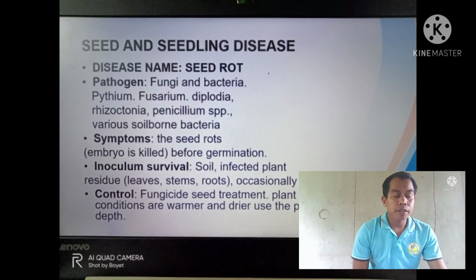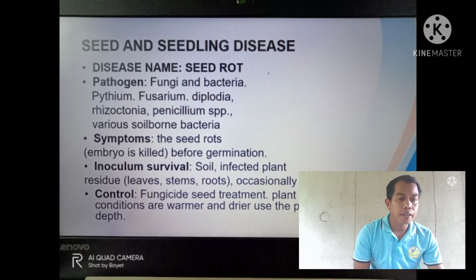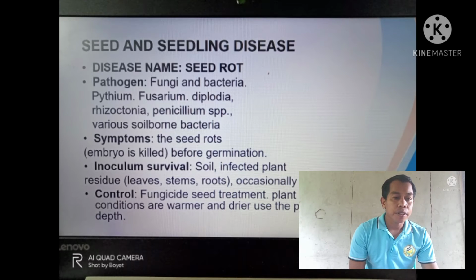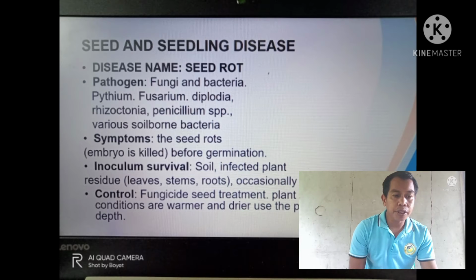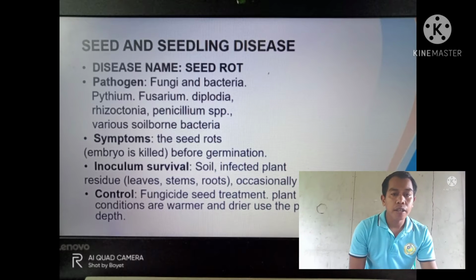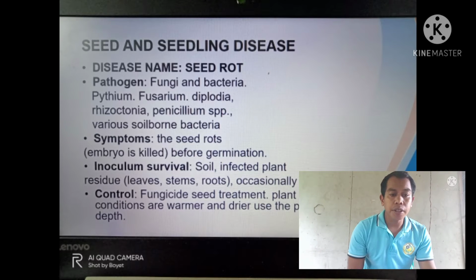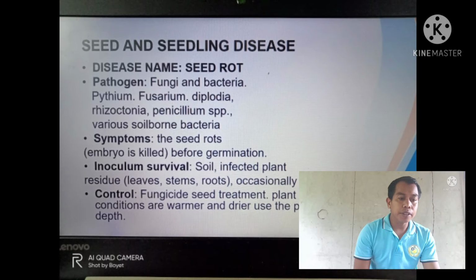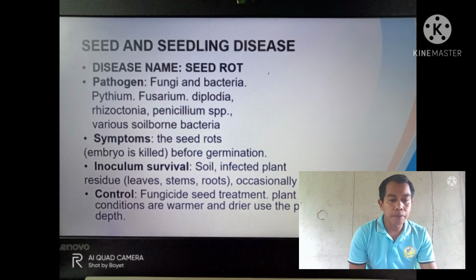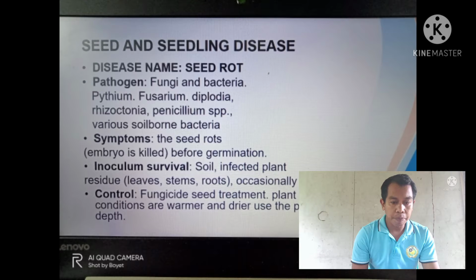Seed and seedling disease. Disease name: seed rot. Pathogen: fungi and bacteria. Symptoms: the seed rots, the embryo is killed before germination. Inoculum survival: soil, infected plant residue, leaves, stems, roots, occasionally infected seed. Control: fungicide, seed treatment, plant when soil conditions are warmer and drier. Use the proper planting depth.